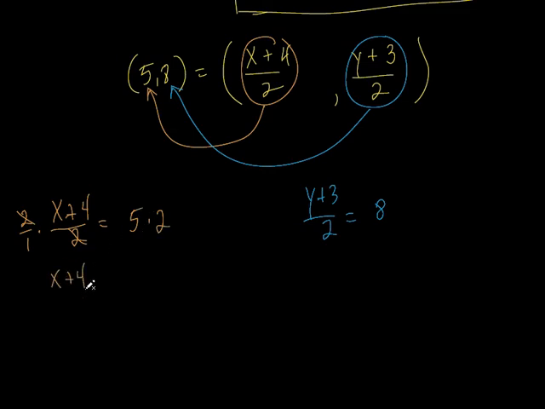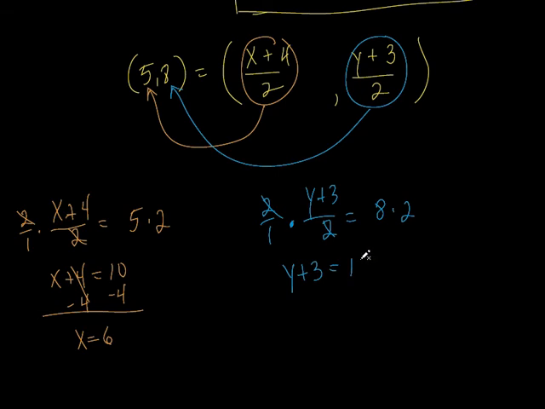So I've got x plus 4 equals 10. Now what's my next step? Everybody can see this. Just subtract a 4, right? So look what happens. x equals what? 6. Let's come over here and do the same thing. Get rid of the 2. How do we get rid of the 2? Multiply by 2 and then multiply this by 2. So that cancels out. y plus 3 equals 16. Subtract 3 from both sides. y is 13.